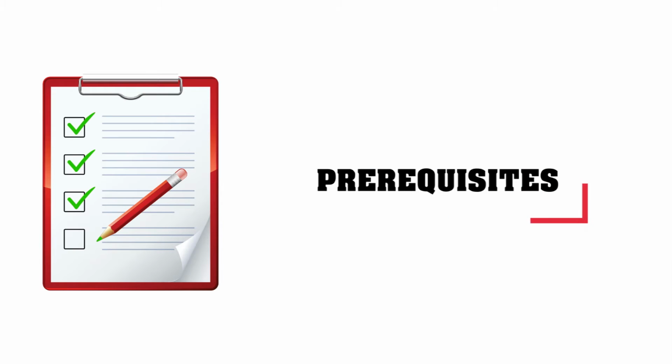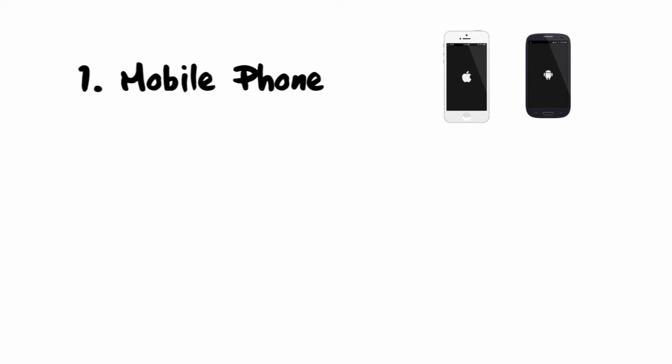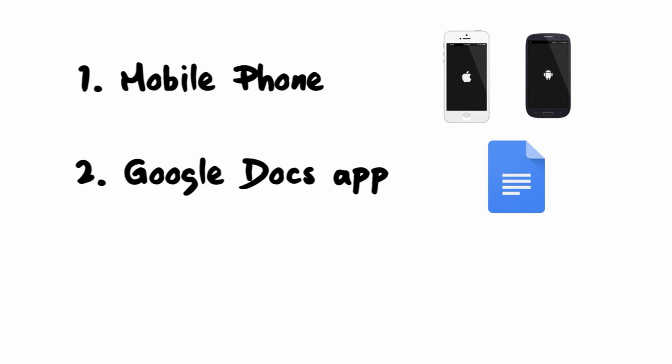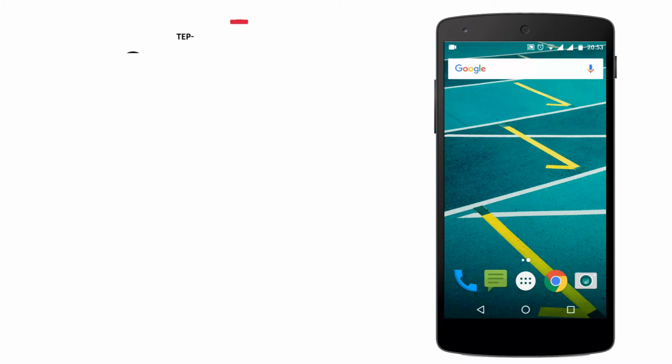We need to check a few things before we start. Number one, a fully charged mobile phone, which we already have. Second, a Google Docs app. And third, an earphone which has a microphone and that came along with your mobile phone. So, let's begin. Step 1.